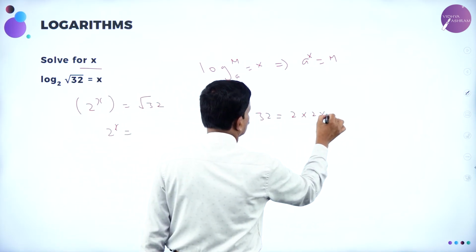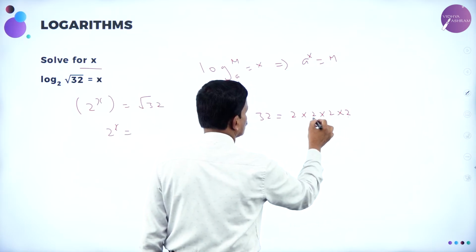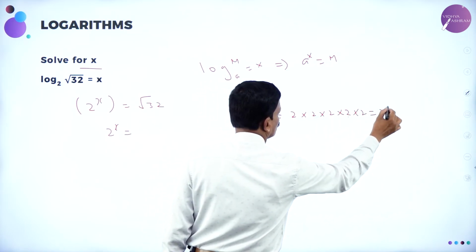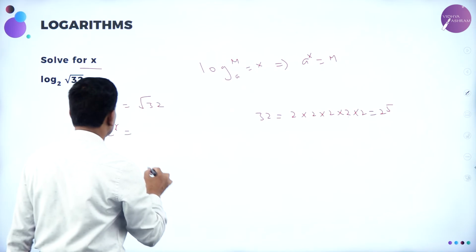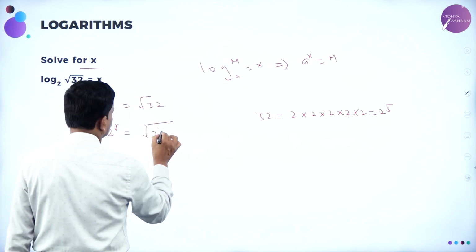2 into 2 into 2 into 2 into 2. 2 2s are 4, 4 2s are 16, 16 into 2 is 32. That is 2 to the power of 5. Okay, so root 32 can be written as square root of 2 to the power of 5.